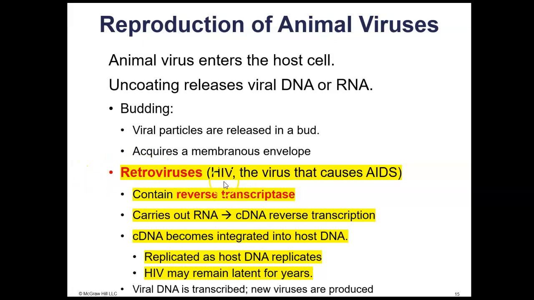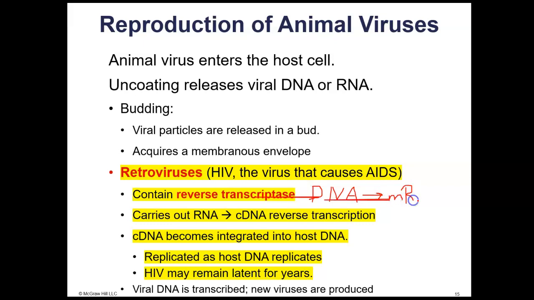All right. Now, a retrovirus is another type of virus I want to mention to you. It's the virus that causes AIDS. HIV is a retrovirus. And retroviruses are really tricky because they contain an enzyme called reverse transcriptase. Now, if you remember from Bio 111, transcription is when the DNA, which is in the nucleus of the cell, is used to make a copy of itself in the form of messenger RNA.